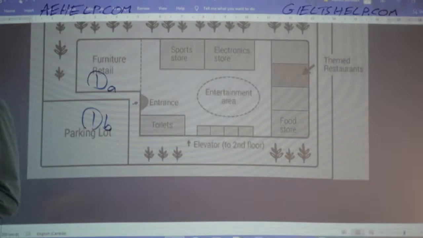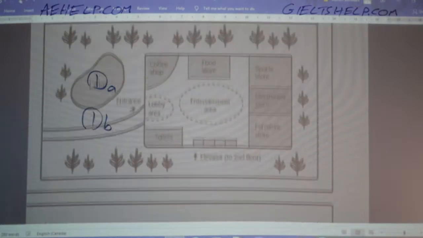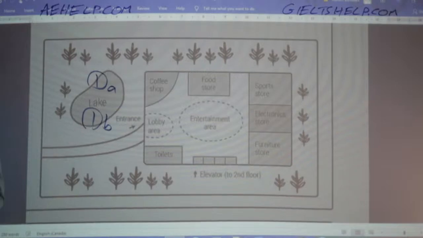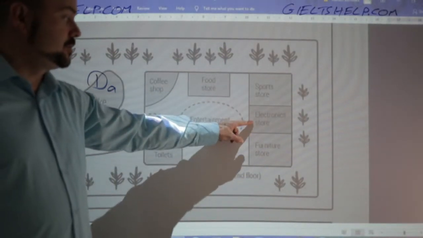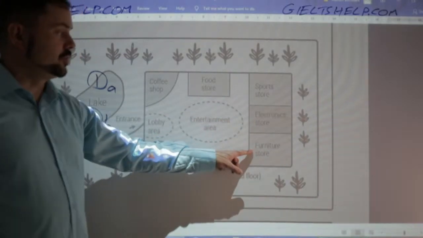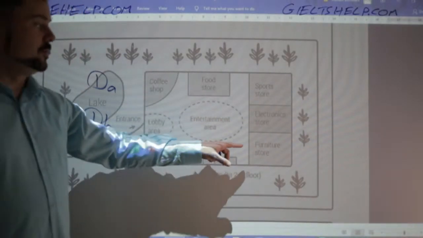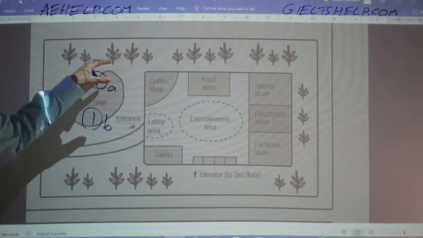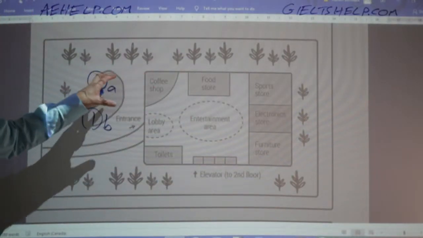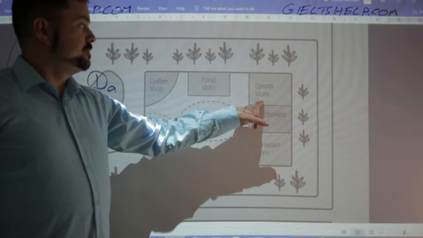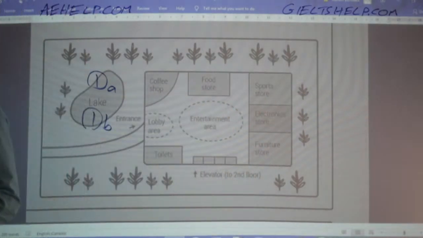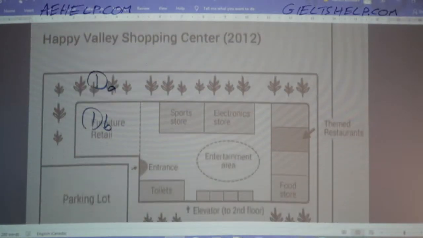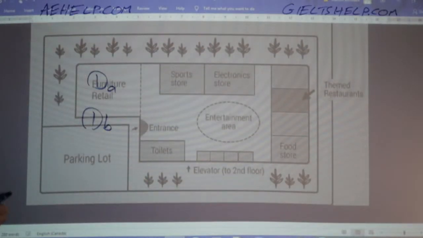Now, my next points of comparison. Here we have the sports store and the electronics store, and we have the furniture store here. So the furniture store became that big addition to the shopping mall. And then the sports store and the electronics store also changed locations. We can see it here.